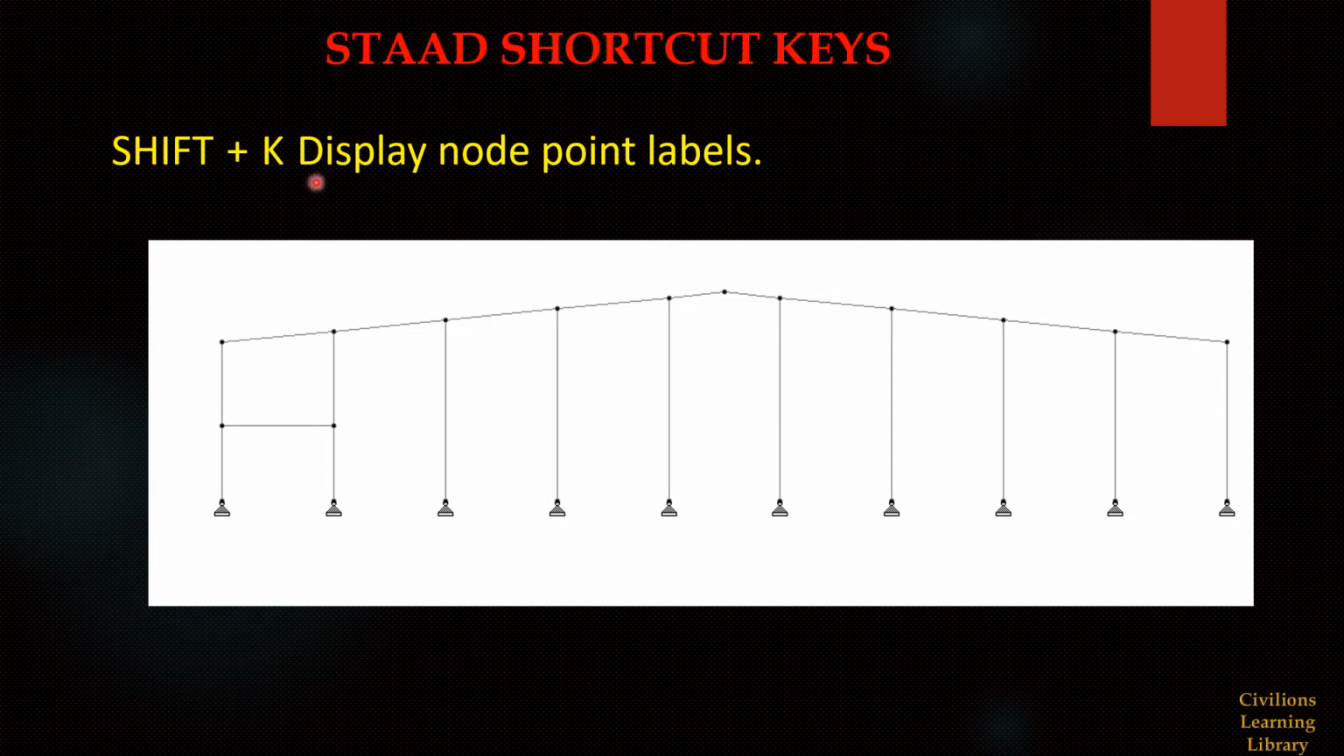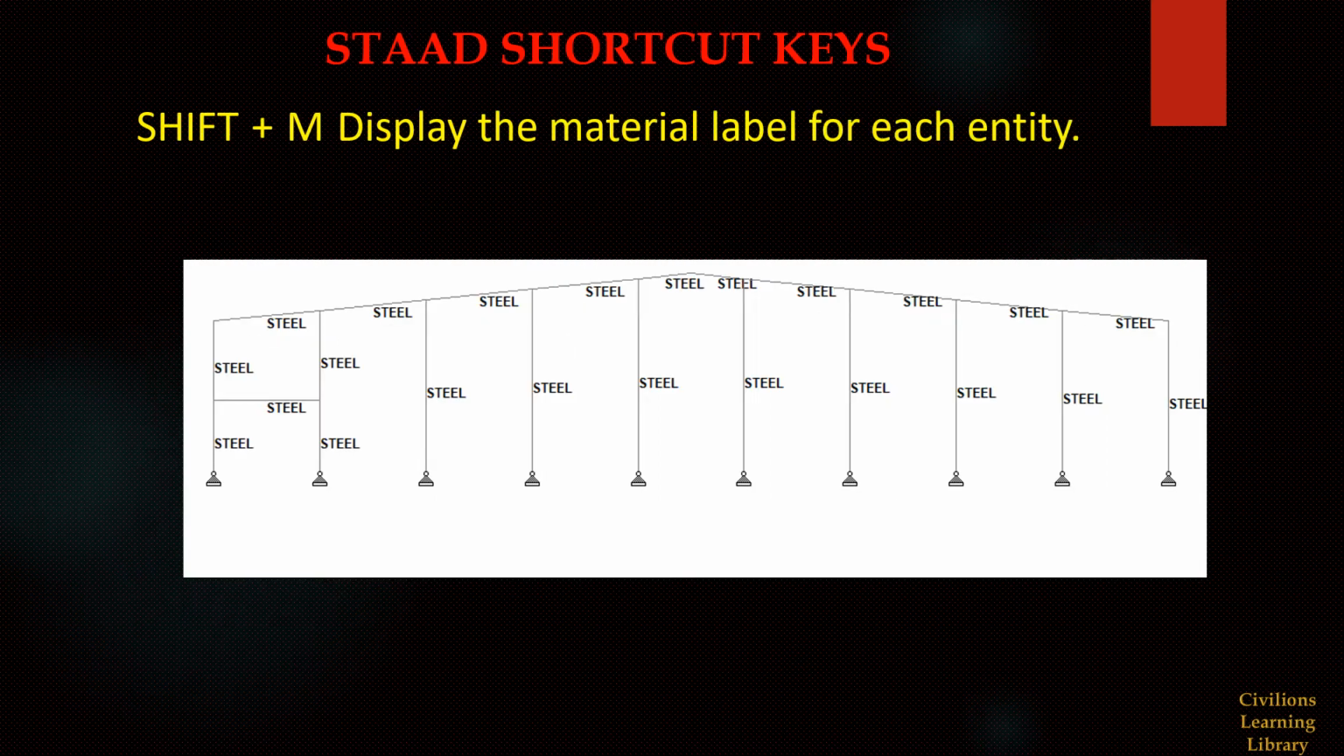And Shift plus K shortcut key is used to display the node point labels. Here you can see wherever a node is there, it is displayed. If you press again, this will disappear. And Shift plus M shortcut key is used to display the material label for each entity. If it is steel, it will display steel, or concrete, it will show as concrete. So it is used to know the material.